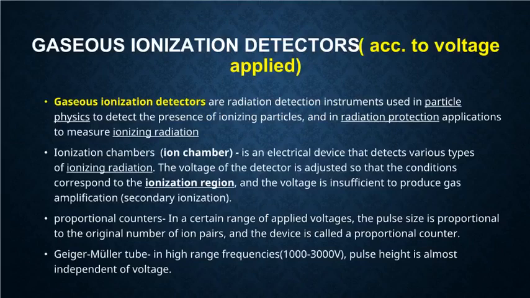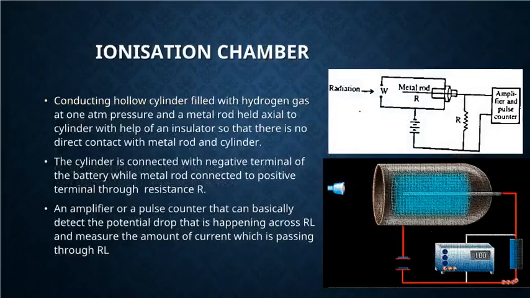We will see their construction and working in detail. Let's take a look at the general construction of an ionization chamber. We have a conducting hollow cylinder filled with hydrogen gas at 1 atm pressure and a metal rod held axial to the cylinder with the help of an insulator so that there is no direct contact between the metal rod and the cylinder. The cylinder is connected to the negative terminal of the battery while the metal rod is connected to the positive terminal through a resistance R.